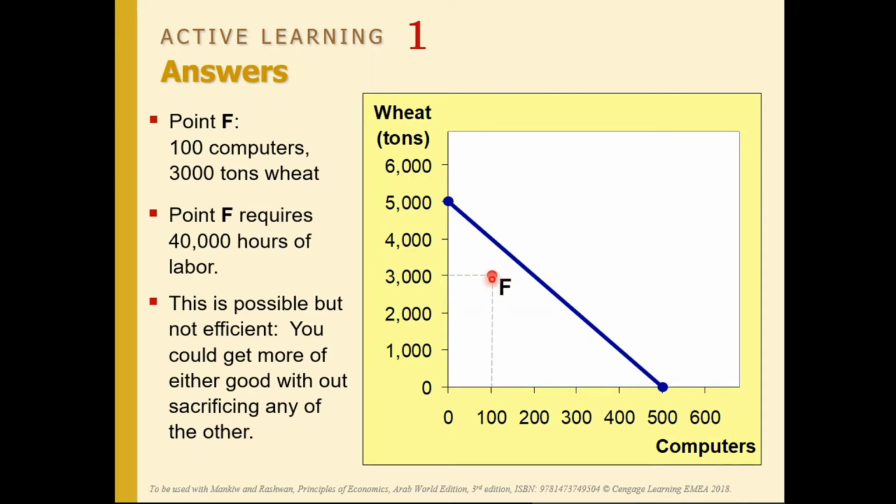Yes, we can. It is possible, but is it efficient? It is not efficient. Why is it not efficient? Because you can get more goods and services without sacrificing any of the other. So here, as you can see, point F, we can produce it, but is it efficient for the economy? Or can we produce more? We can produce more. Remember, the best production for the economy is the blue slope. You see here, this is the best production. Any point under the slope is not the best production. We call it not efficient, or inefficient.